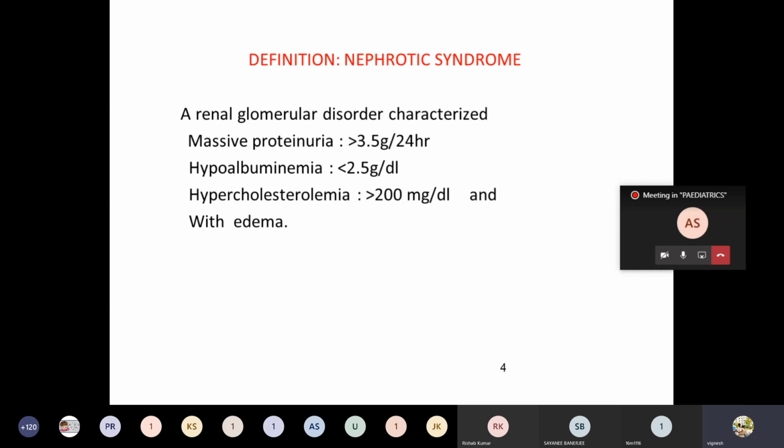Hypercholesterolemia. So these are interrelated. Once hypoalbuminemia is there, the cholesterol level rises to more than 200 milligram per deciliter. With this, the child should be having edema. This child will have progressive edema. In contrast, in acute glomerulonephritis, AGN cases, you'll get sudden onset of edema. So you understood the definition of nephrotic syndrome: massive proteinuria, hypoalbuminemia, hypercholesterolemia. These should be there in the definition of nephrotic syndrome.